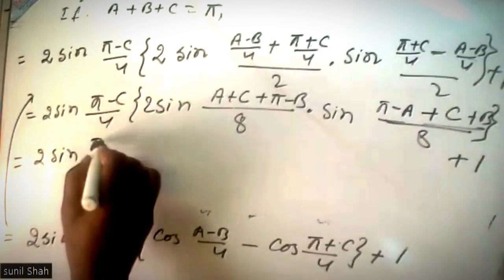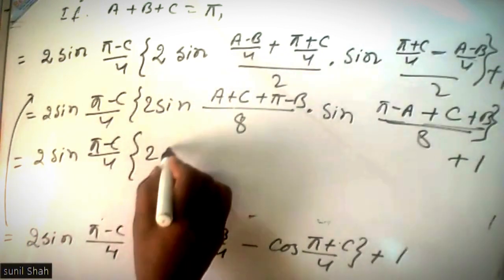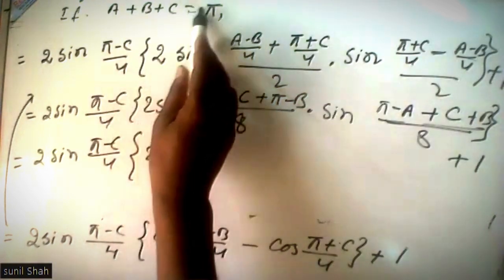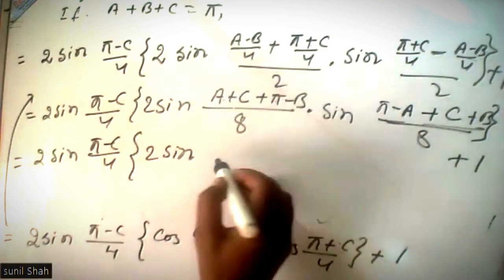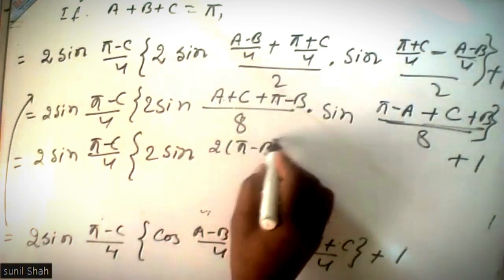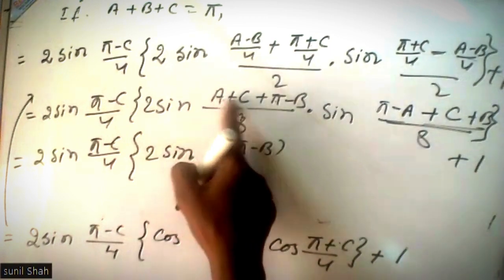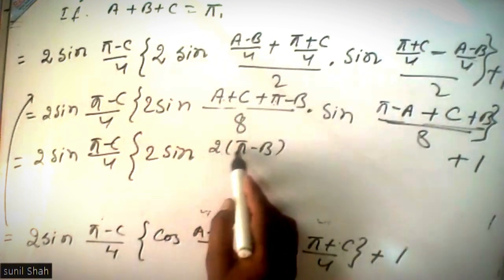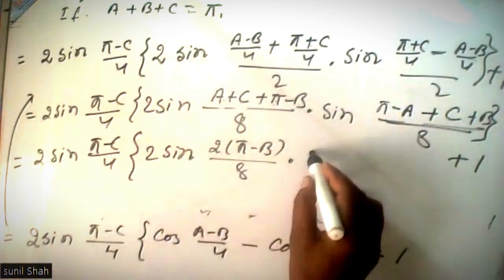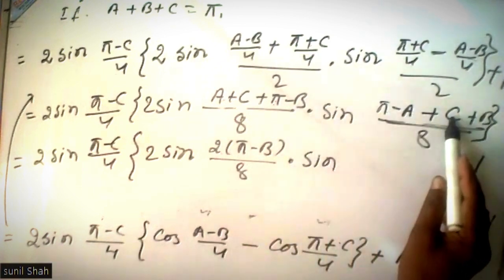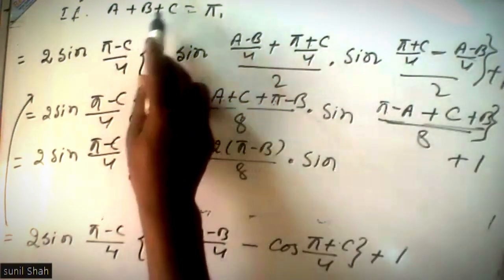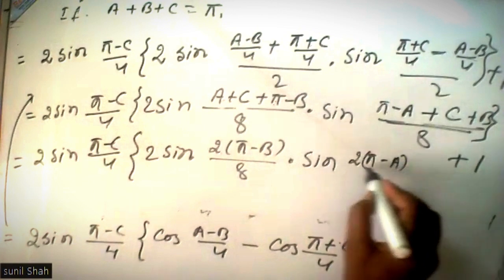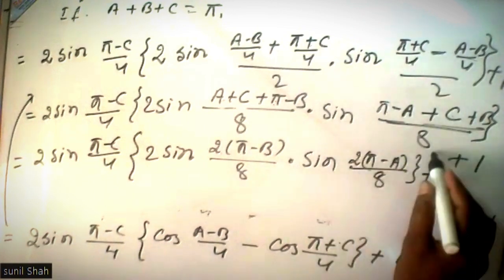2 sine (pi minus C)/4. 2 sine: A plus C is pi minus B. So pi minus B and pi minus B, 2 times (pi minus B). One pi minus B for this A plus C; A plus C is the same as pi minus B. So pi minus B plus pi minus B, 2 times (pi minus B)/8. Similarly, this also becomes pi minus A plus pi minus A, since B plus C is also pi minus A. So 2 times (pi minus A)/8 plus 1.